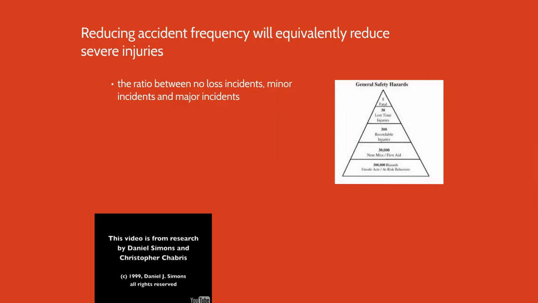The next significant thing to happen was a fatality. So they went from not having a restricted work injury or a lost time injury over a 12-month period to having a fatality. So I guess that's a good counter argument to the ratio of no loss incidents, minor incidents and major incidents.